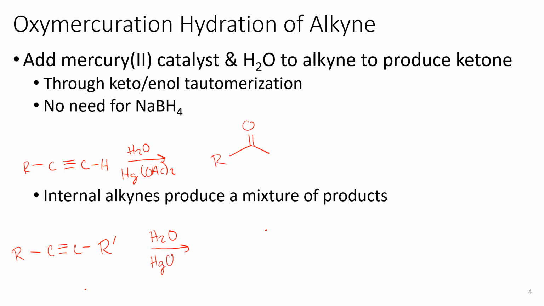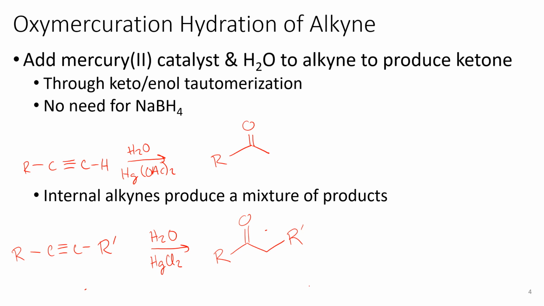I'm going to use a different mercury 2 catalyst here, so it just needs to be a mercury 2 ion with the alkyne. It does not need to be mercury 2 acetate. So we could also see utilized with alkyne reactions something like mercury 2 chloride. We'll see something very similar in terms of the intermediates and the reactions that we're going to be dealing with. But since this is an internal alkyne, we can see a variety of different ketones being produced depending on where the water adds.